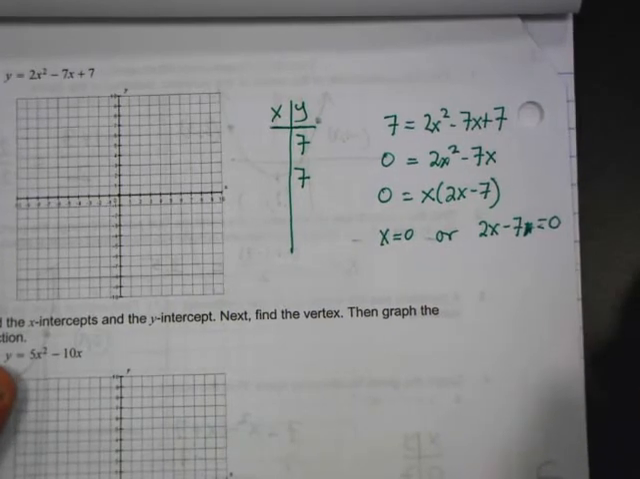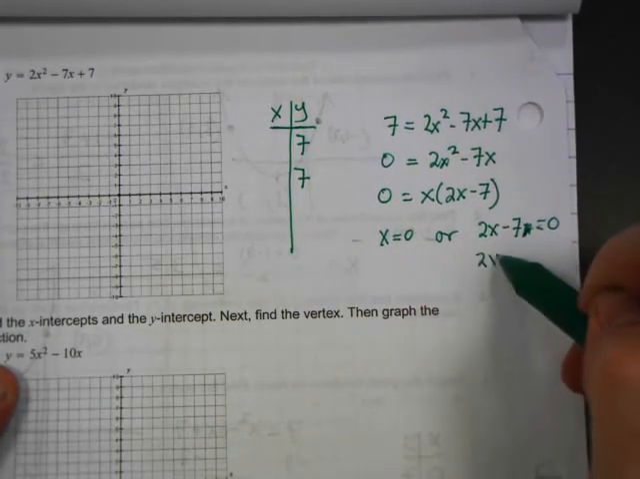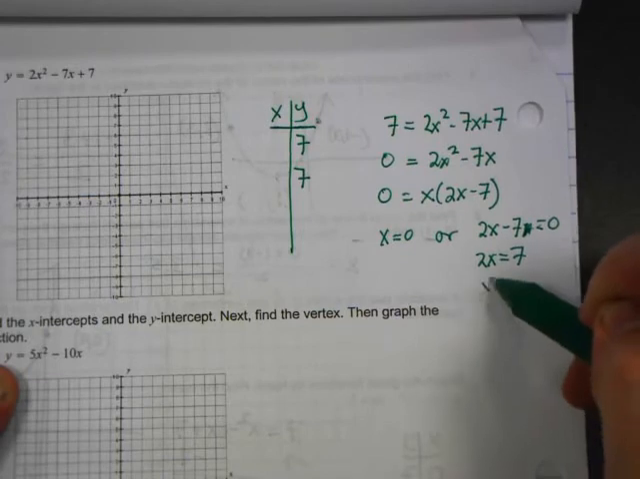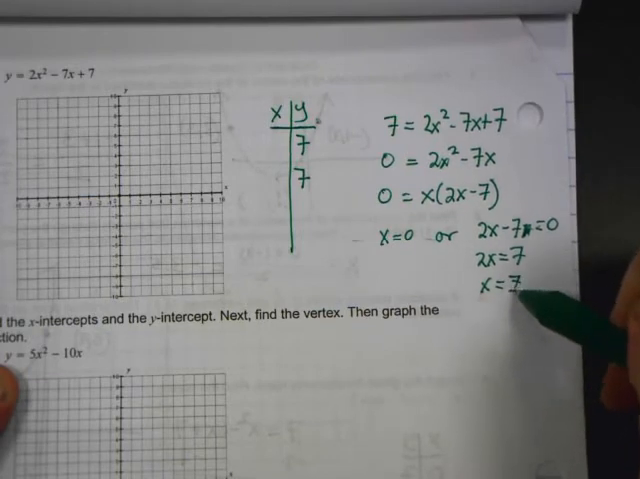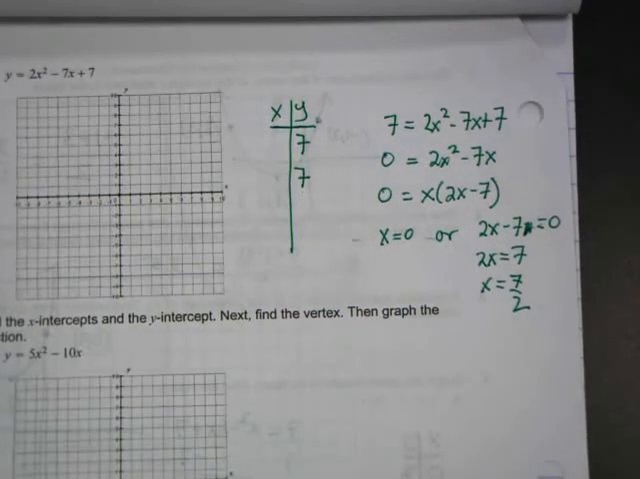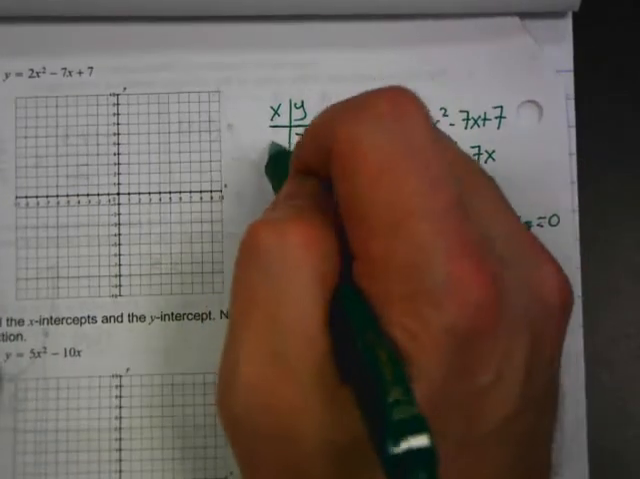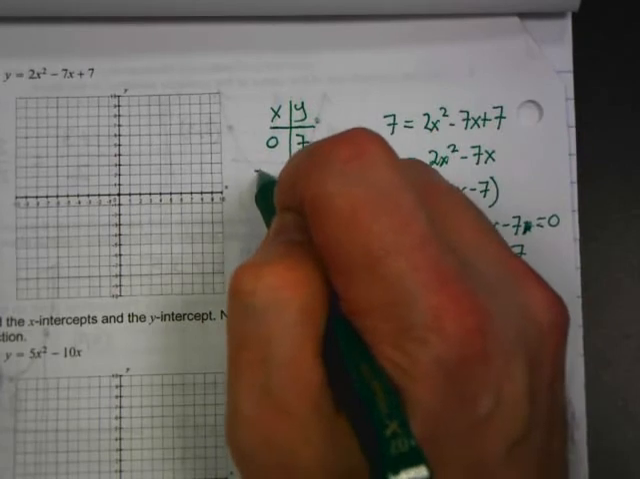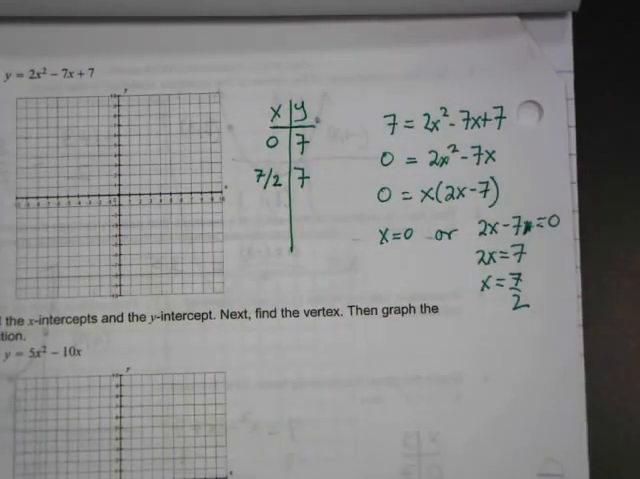Uh-oh. 2x equals 7, so x is 7 halves. Bad news, that can happen. You don't always get nice numbers in this world. So I have 0 and 7 halves.